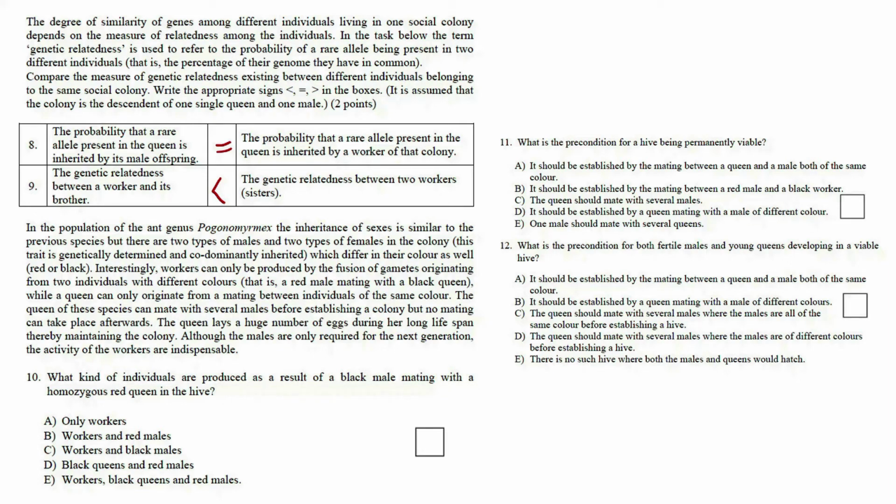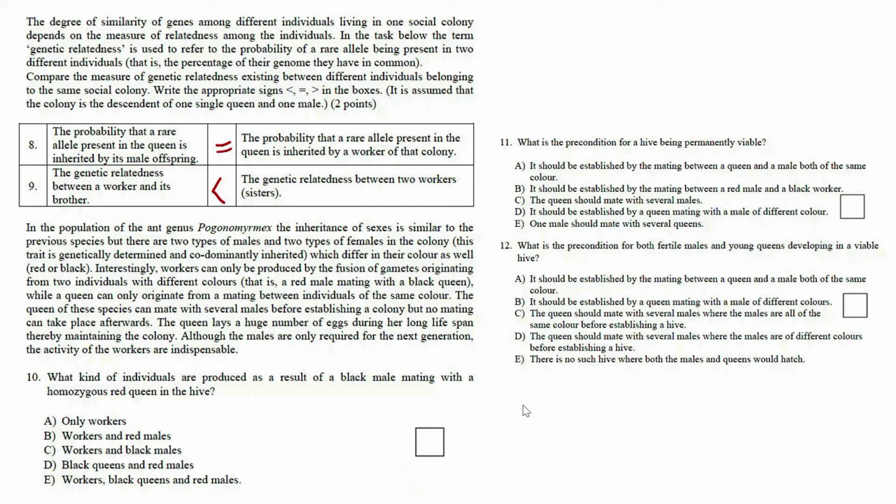a red male mating with a black queen, while a queen can only originate from mating between individuals of the same color. The queen of this species can mate with several males before establishing a colony, but no mating can take place afterwards. The queen lays a huge number of eggs during her long lifespan, thereby maintaining the colony. Although the males are only required for the next generation, the activity of the workers is indispensable.